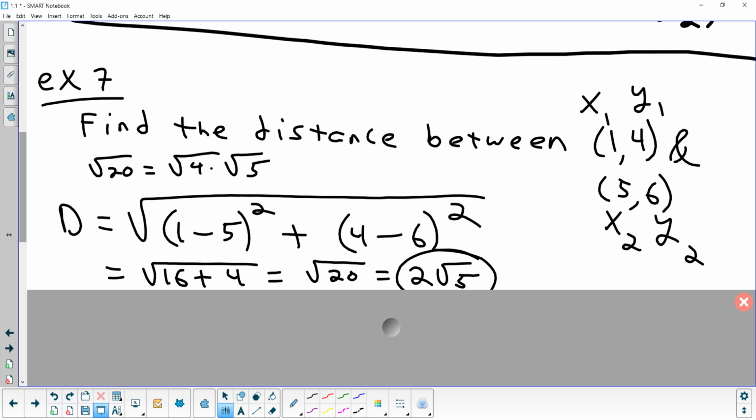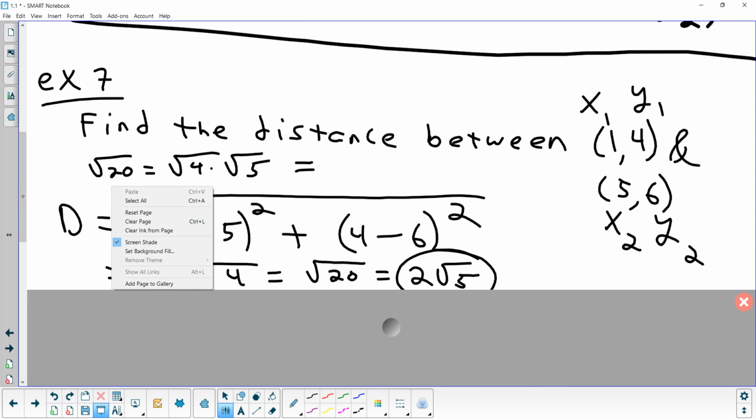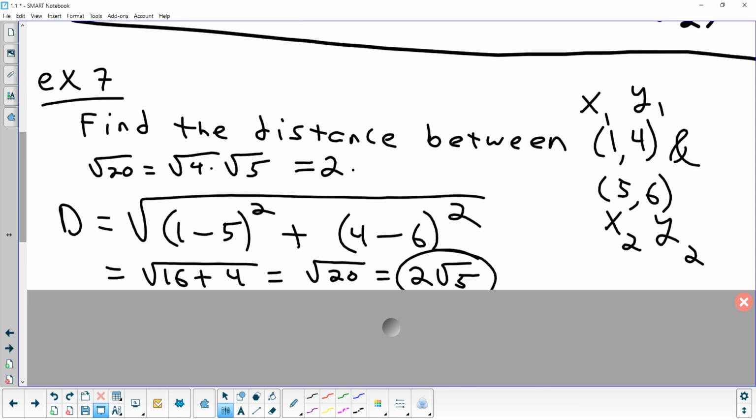I try to factor it so that one of the numbers comes out nice when I take the square root. So I try to use a 4, a 9, a 16, a 25, something like that. Those are perfect squares. So 4 times 5 gives you 20. Square root of 4 is 2. That's how you get that.